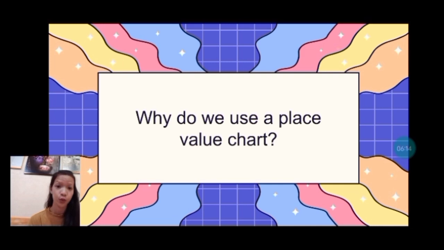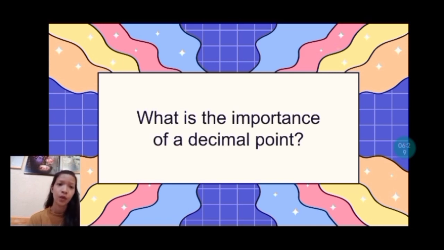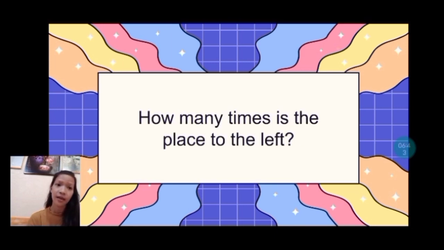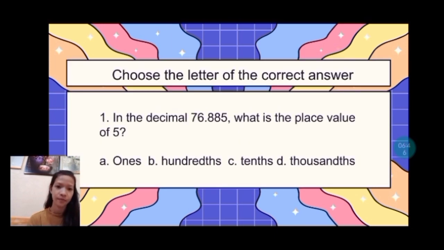Now, to synthesize what you have learned, why do we use a place value chart? Correct. It is to identify the place value and value of a given number, either whole or decimal number. What is the importance of a decimal point? Correct. The decimal point dictates where the whole number part ends and where the decimal part begins. How many times is the place to the left? Correct. The place to the left is 10 times the place to the right. Very good. Now let's have another activity.